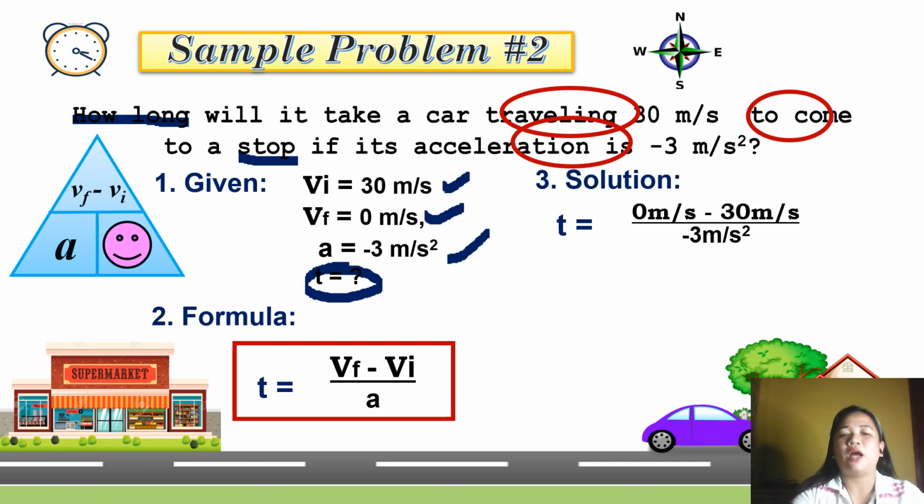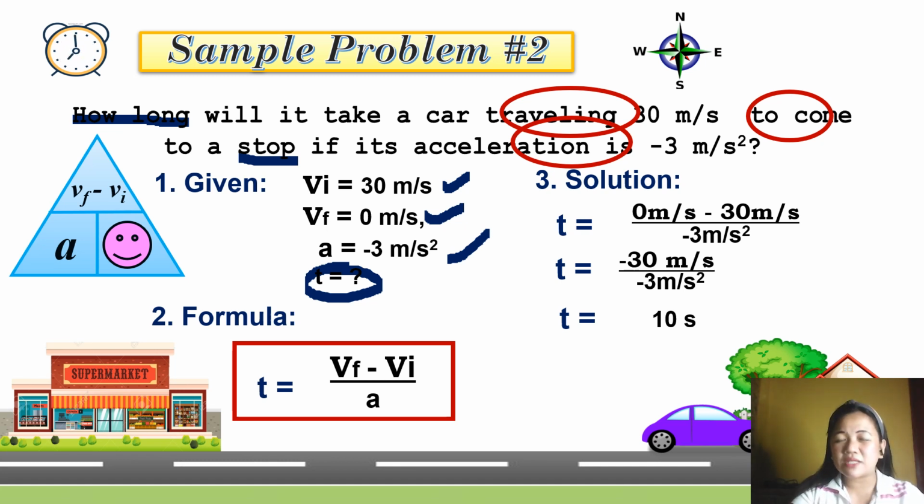Let's substitute. Our Vf is 0. Our Vi is 30 meter per second. Divide by your acceleration, which is negative 3 meter per second square. So, 0 minus 30, our answer is negative 30 meter per second. Divide by negative 3 meter per second squared. Our answer is 10 seconds.